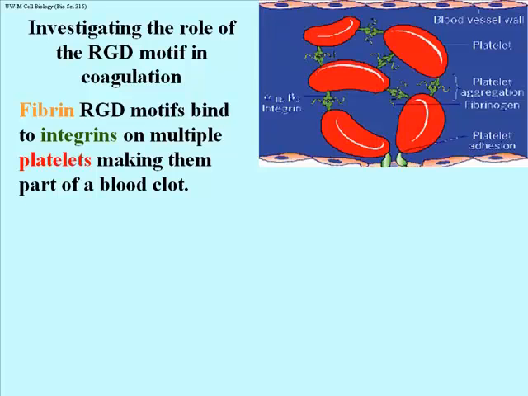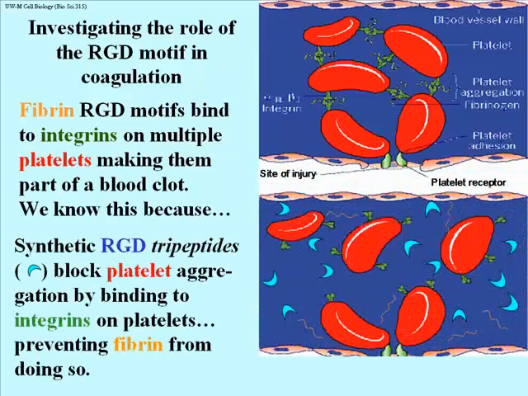Part of that clotting is the aggregation of platelets. It turns out that the fibrin or fibrinogen, either one, has RGD motifs which can bind to integrins on the platelet surface, forming this aggregate that you see in the picture. Now we know that this is what's going on because we can synthesize synthetic RGD tripeptides. Now that's just a 3 amino acid polypeptide, a tripeptide, illustrated here as a blue crescent moon.